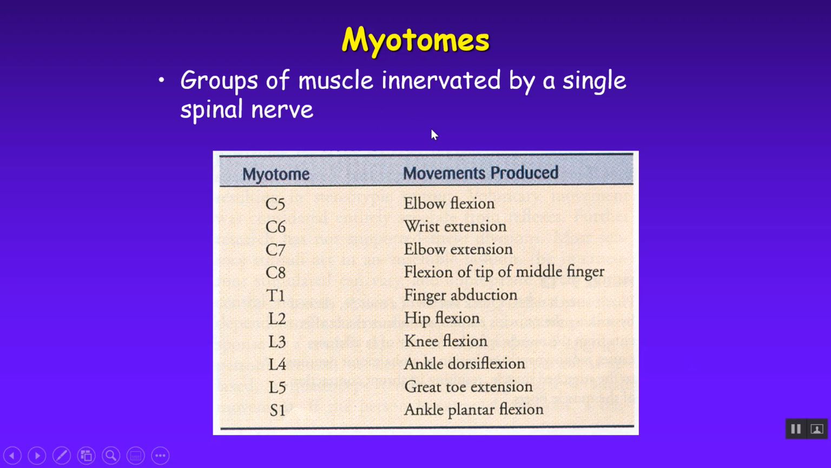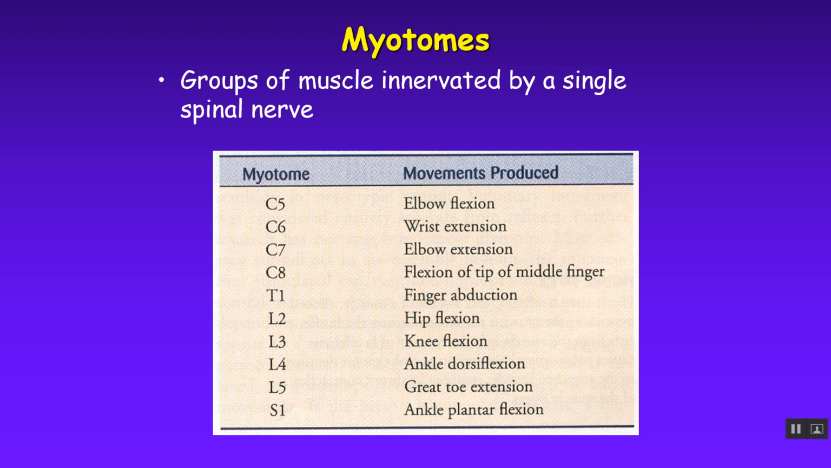First of all, the concept of myotomes. A myotome is just the group of muscles innervated by a single spinal nerve. So that's spinal nerves coming out of the spinal cord, primarily innervating a group of muscles. And you guys have done a myotome screen, and these are the movements you go through to primarily screen that nerve root.